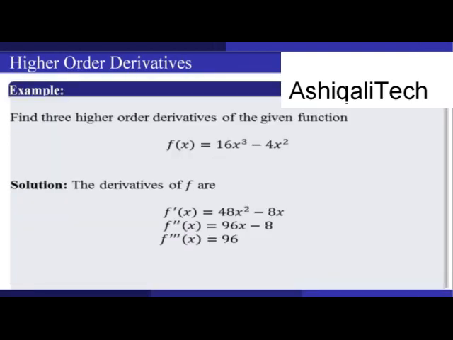Dear students, now we see an example to calculate the higher order derivatives. Find three higher order derivatives of the given function f of x is equal to 16x cube minus 4x square. First of all, we calculate the first derivative, and it is given by f prime of x is equal to 48x square minus 8x. Then we calculate the second derivative, which is given by f double prime of x is equal to 96x minus 8. And then we calculate the third derivative, which is given by 96.